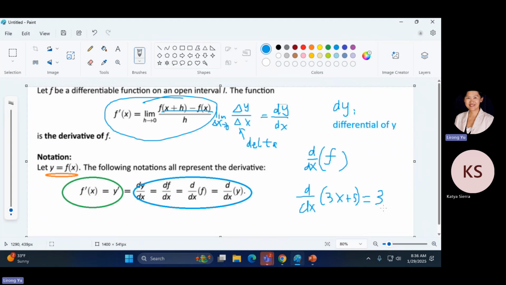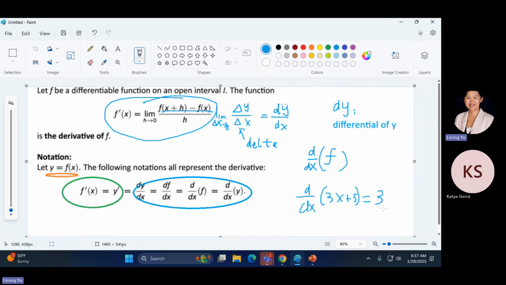That's the other two notations. So d/dx of f is trying to find the derivative function of function f. Now d/dx of y is trying to find derivative function of the formula y, whatever the y is. In our case, the y would be 3x plus 5. I hope that kind of makes sense of the notation. Are we okay? You don't have to immediately know what's going on.